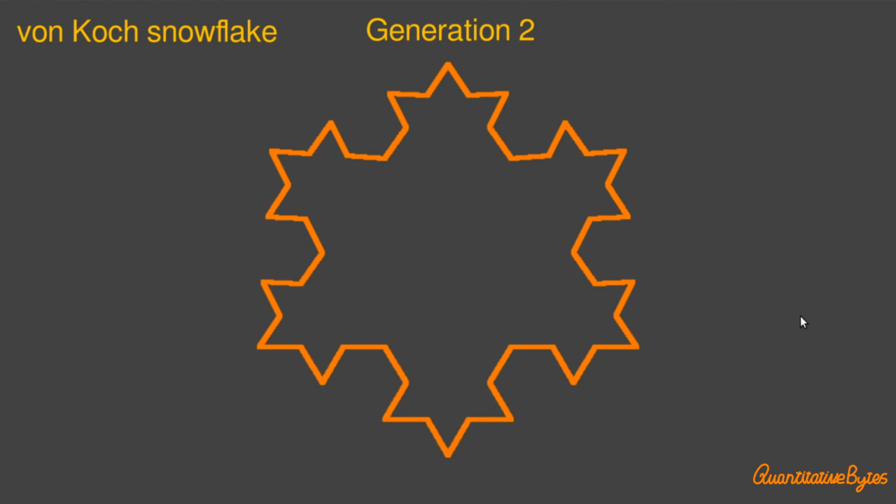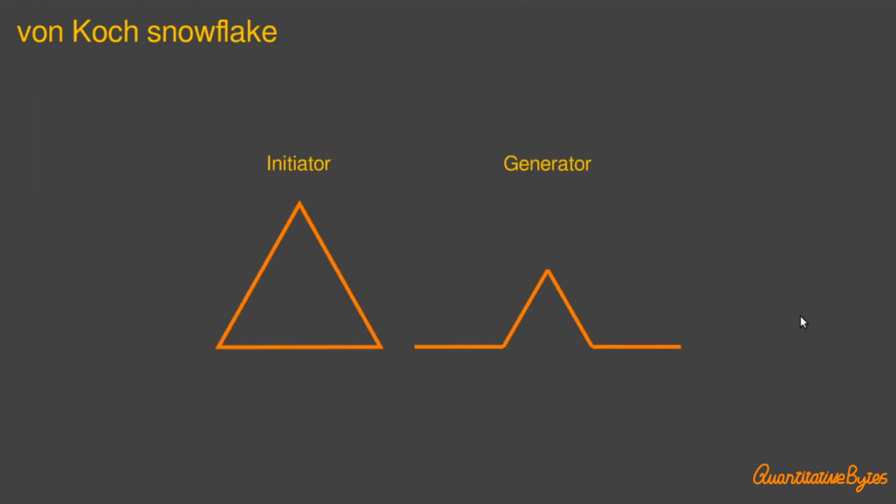So what's this generator that I've been talking about? So here we go. To create that example, we have the initiator, which is our equilateral triangle, and then we have the generator that looks like this. To create the curve that we've just seen, this generator shape, or line, was applied to each side of the initiator, and that gave us generation 1.